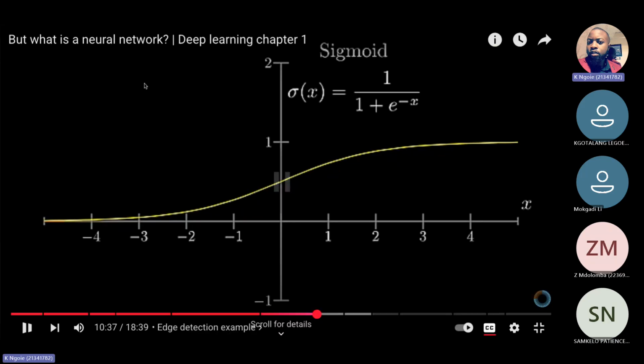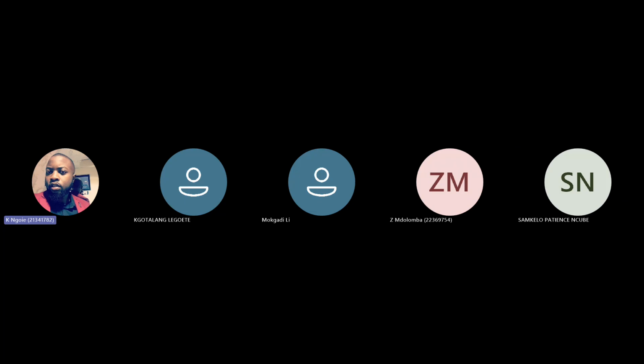All right, guys. All these things, we're going to go into them when we go through deep learning, but this was just to show you how the weight is being used.